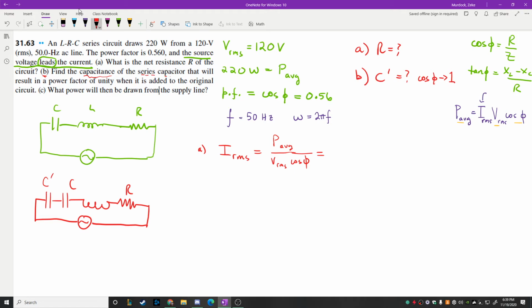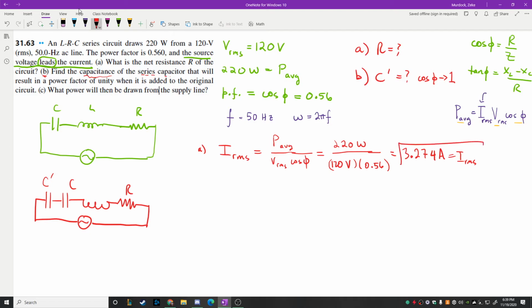Then average power is equal to 220 watts divided by VRMS, which is 120 volts, multiplied by the power factor, cosine phi, which is 0.56. Okay, so I get 3.274. Carry it up to that many digits. Amps. Do you want to agree with that statement? That that's the RMS current?